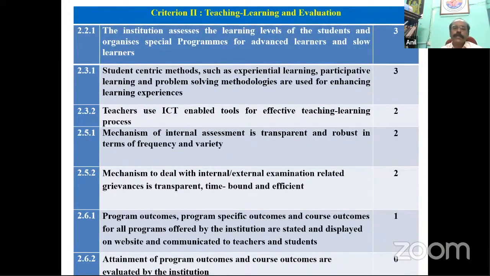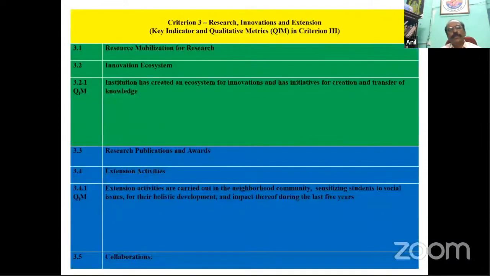Whether the institution assesses the learning levels of the students and organizes special programs for advanced learners and slow learners. Like this, you have to self-evaluate and come to an end that there is a scope. For example, under this criterion, you are scoring only 3. You have to score 1 more. So you have to continuously work for that, because you are left with 45 days to 60 days, 45 days to submit this. Yes, sir. Meanwhile, you can improve your QLM part.